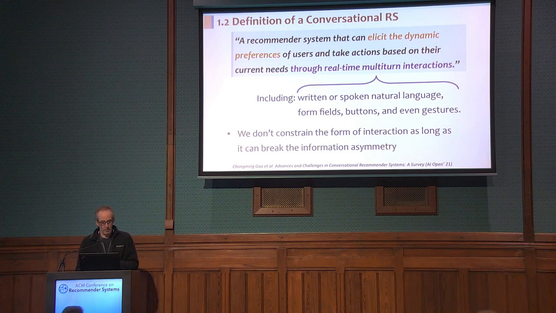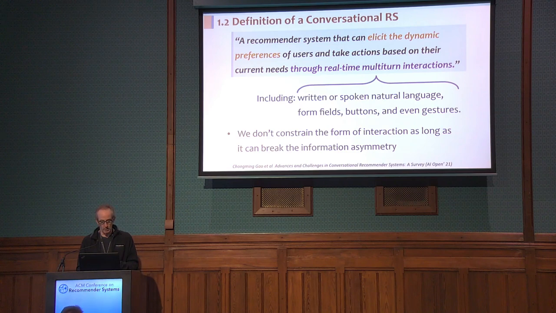And so, in the survey that I mentioned a couple of minutes ago, we define a conversational recommender system as follows. It's a system that can elicit the dynamic preferences, so not just the preferences, but also the changing preferences of users, and take actions based on their current needs, their needs at that point in time when we ask about those preferences, through real-time multi-turn interactions.